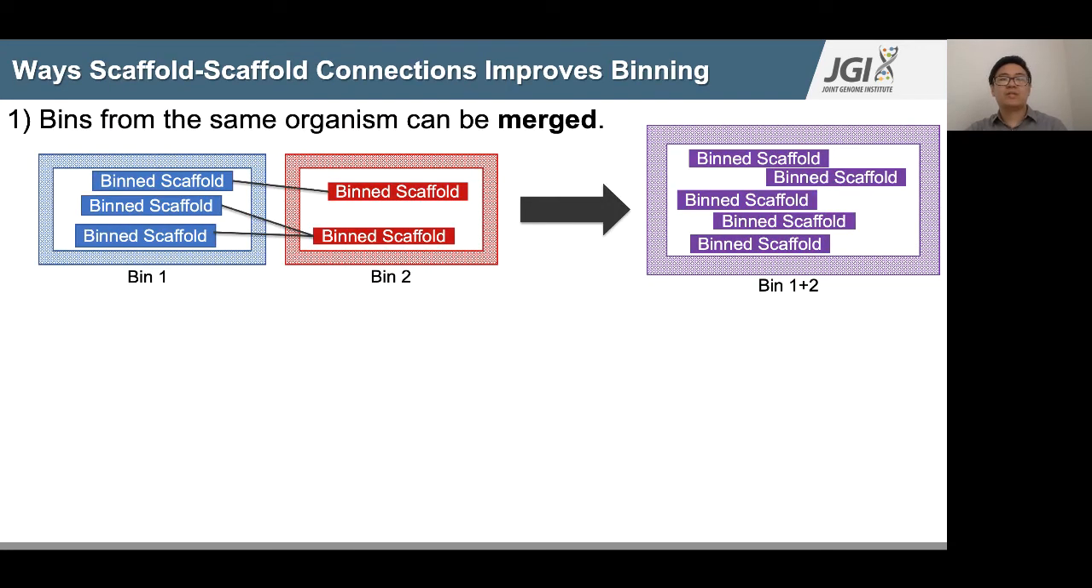So how can a scaffold-scaffold connection be used to improve binning? Binning software will sometimes organize scaffolds from the same organism into multiple bins. This is incorrect. Hi-C paired-end reads will provide an additional set of information to assess whether this event has occurred. If this event has occurred, it will be corrected by merging the bins together.